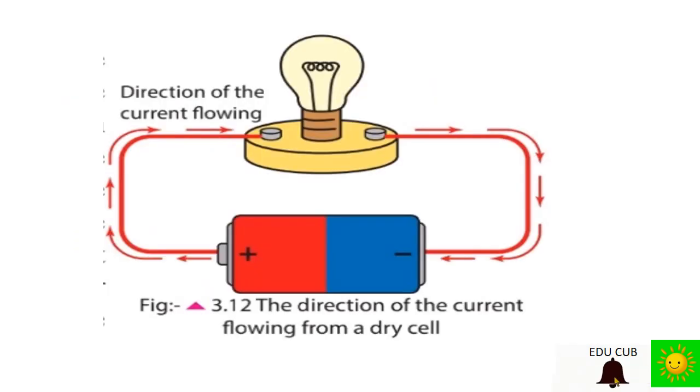Let's see, when the terminals of the cells were changed, the direction in which the motor turns and the direction in which the indicator of the milliammeter deflects also change. The reason for this is the change of direction of current. This figure shows you the direction of current flowing from a dry cell. It is clear that there is a definite direction for the current flow. This is the direction of current flowing from a dry cell, positive terminal to negative terminal.